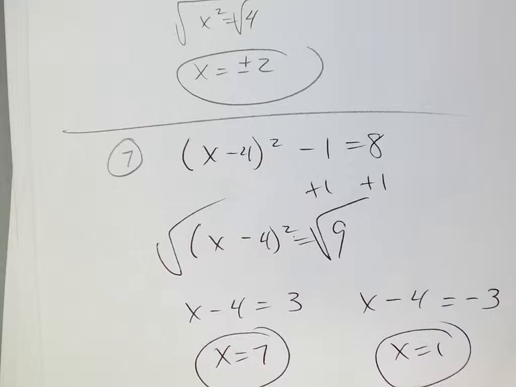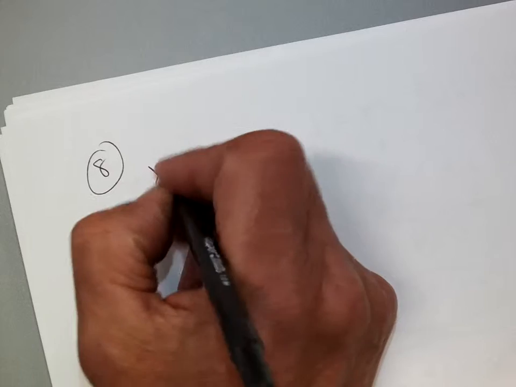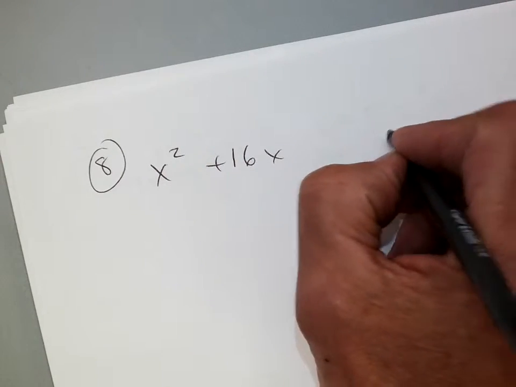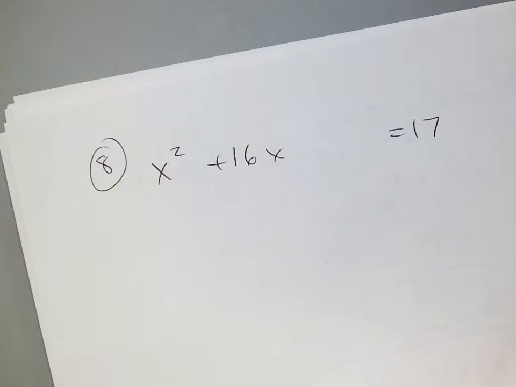Okay, number 8. Okay, number 8 is worth 2 points tomorrow. 2 points. Because I want completing squares, 1 point, show me that you can. And the other point is going to be the answer, okay? Number 8, x squared plus 16x equals 17. Okay. All right, we haven't done this for a while, but there's somewhere in your notes.